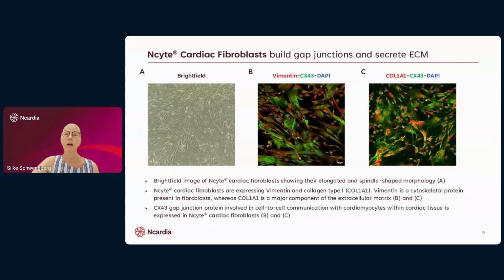Then last but not least are our cardiac fibroblasts. The bright field image shows that they have a very nice and typical spindle-shaped morphology. In panel B, you can see that the cells express both connexin 43 and the marker vimentin. And in panel C, you can see that the cells are capable of producing type 1 collagen, which is one of the major components of the extracellular matrix that we need to glue our 3 cell types together in the microtissues.